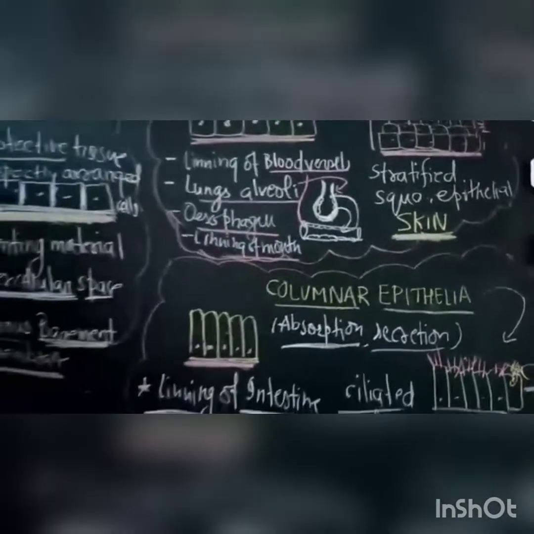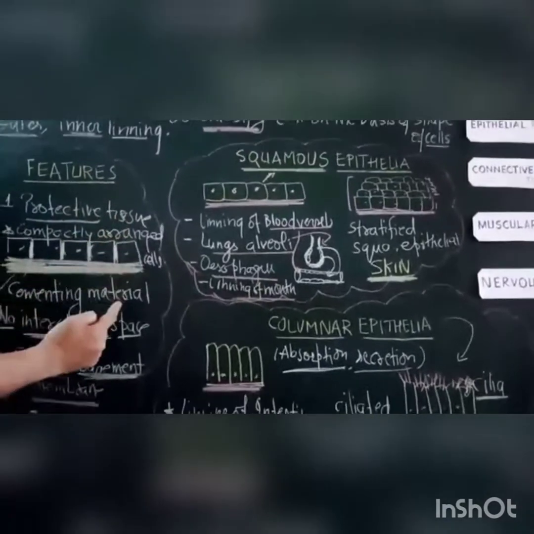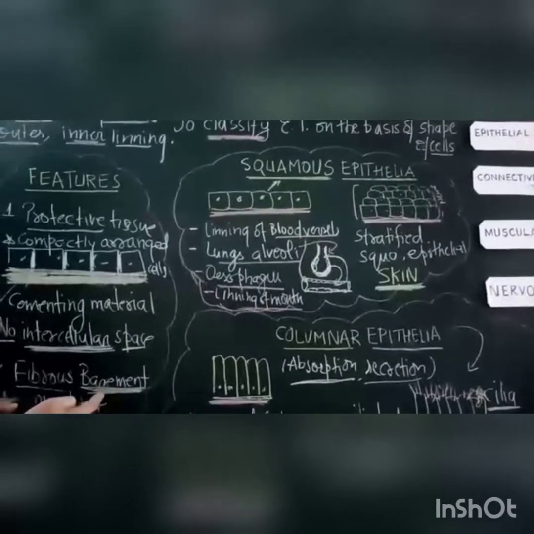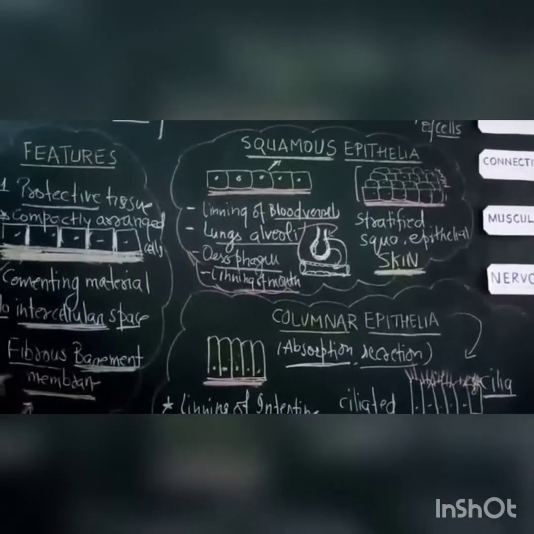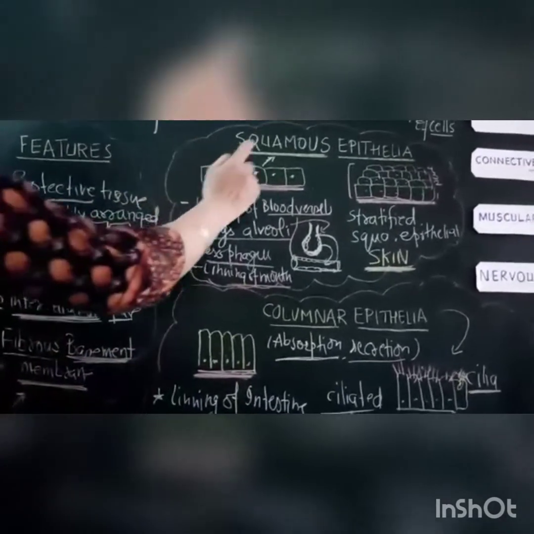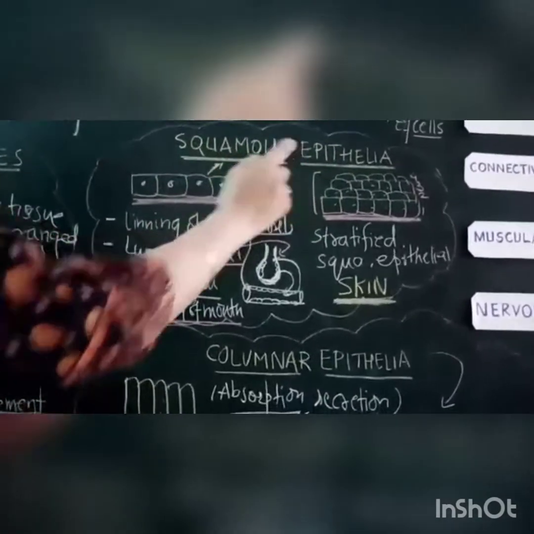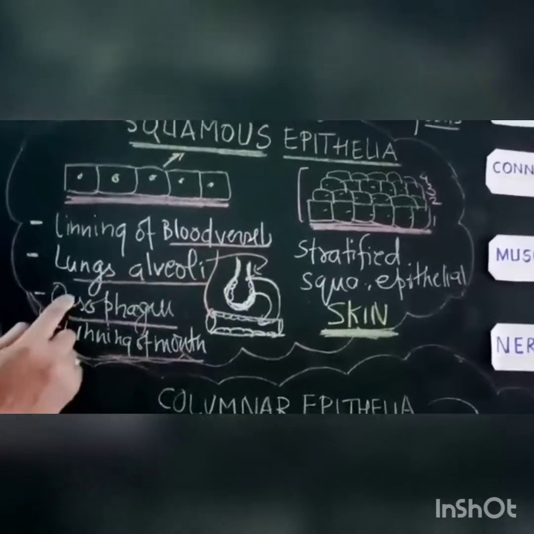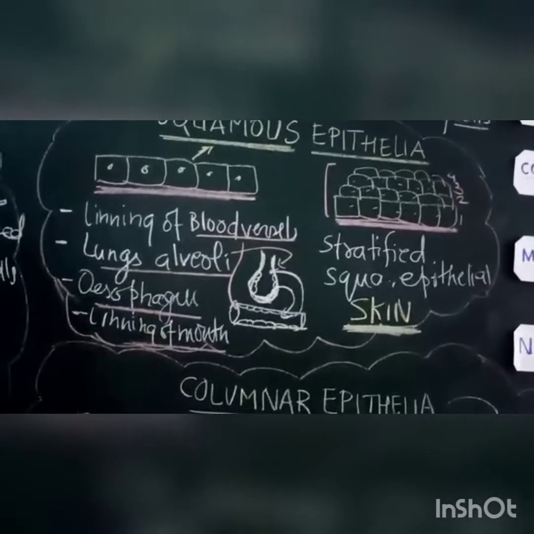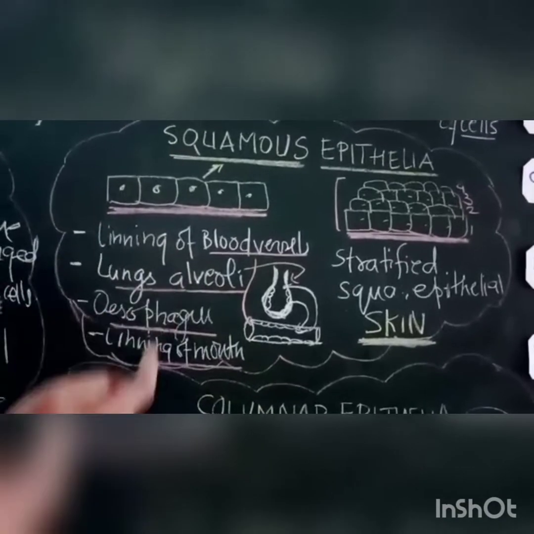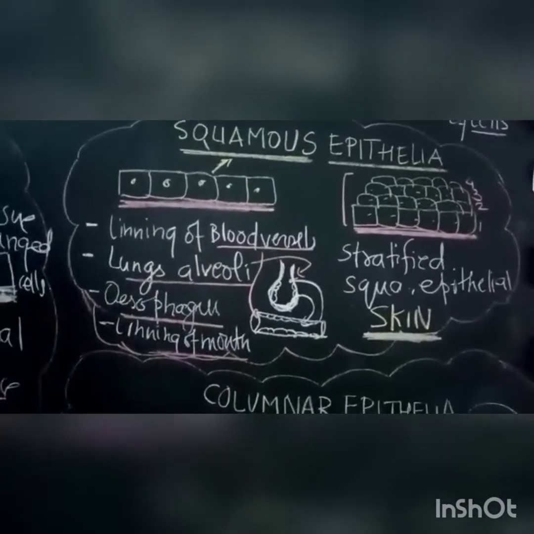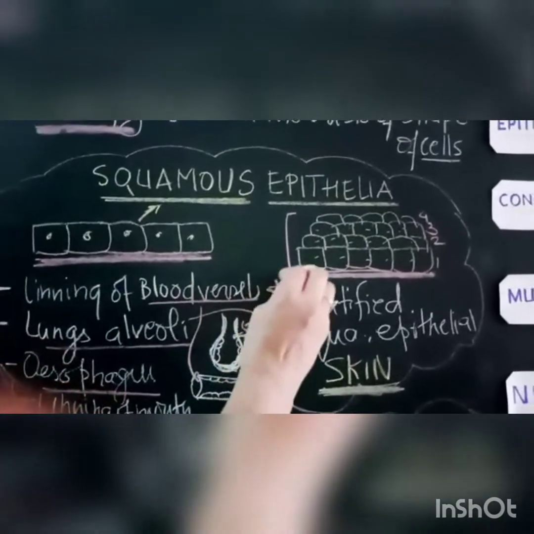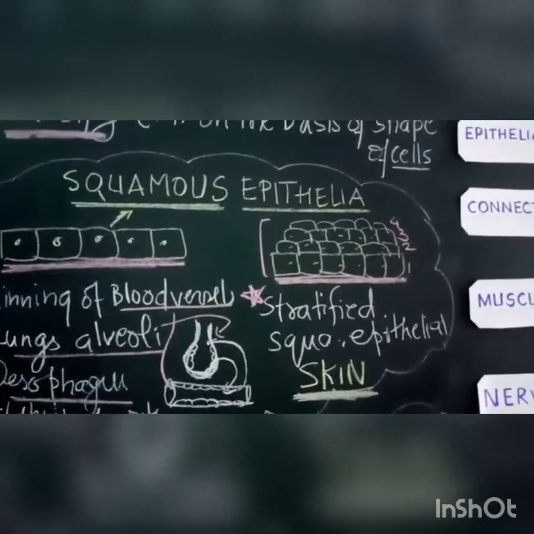So a quick revision: features, protective tissue, cementing material is there with no intercellular space, fibrous basement membrane is there. Depending upon shape, squamous epithelium, simple one, present in the lining of blood vessels, lung alveoli, esophagus, lining of mouth. These are the examples. They are also present in other locations, but these are the important examples. The best modification of this is the stratified squamous epithelia that is present in the skin.